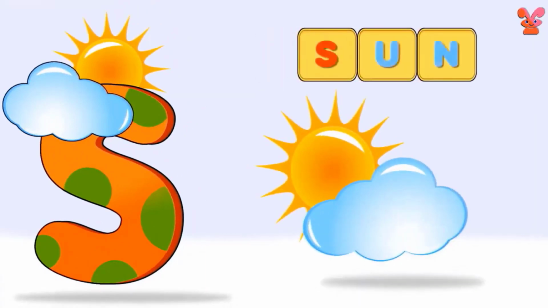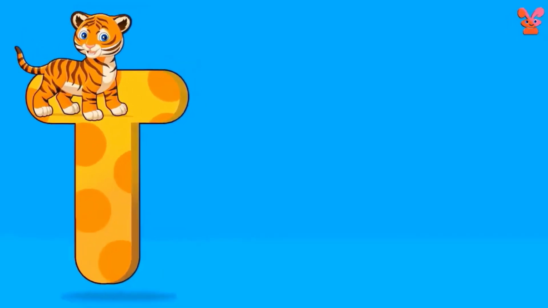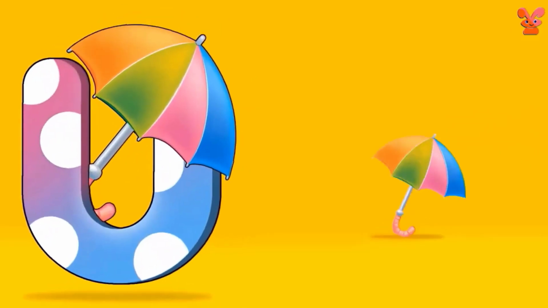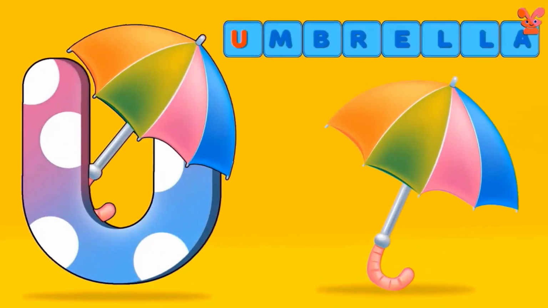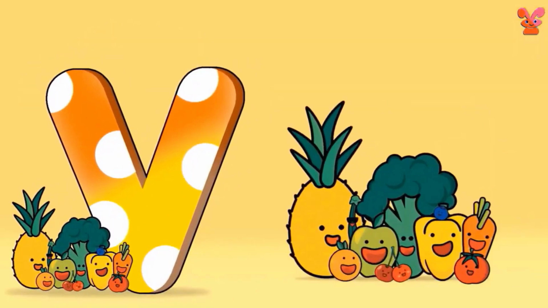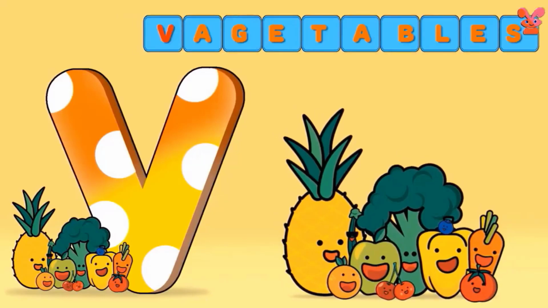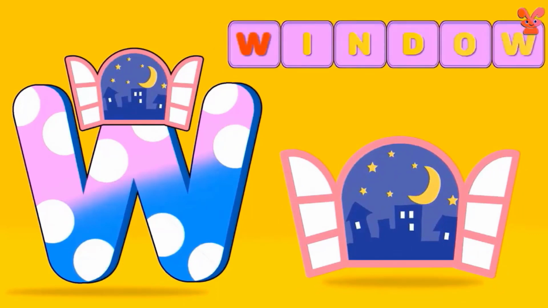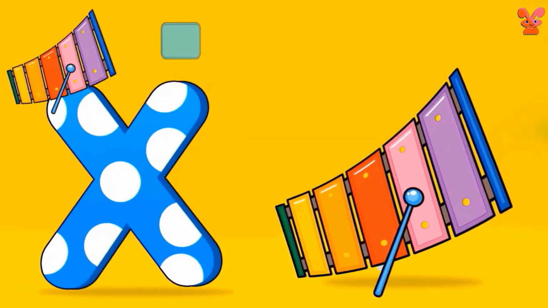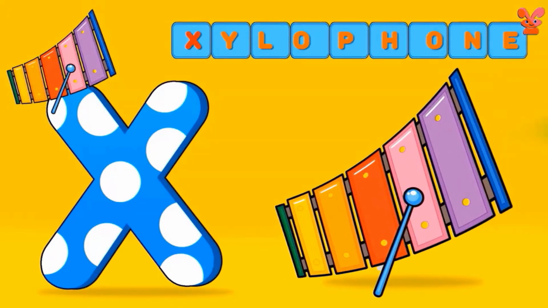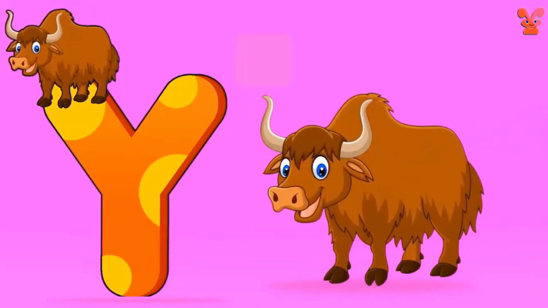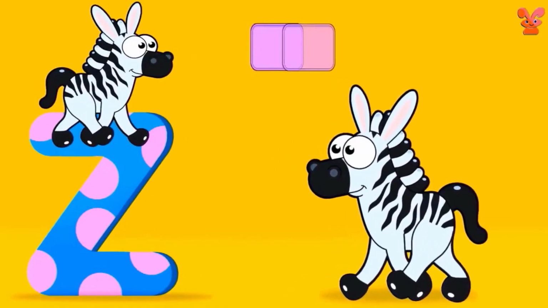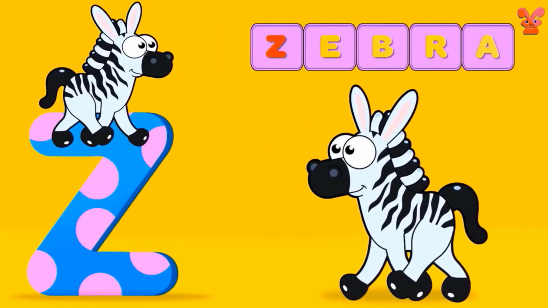S for sun. T for tiger. U for umbrella. V for vegetables. W for window. X for xylophone. Y for yak. Z for zebra.